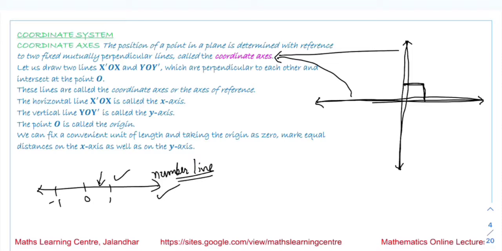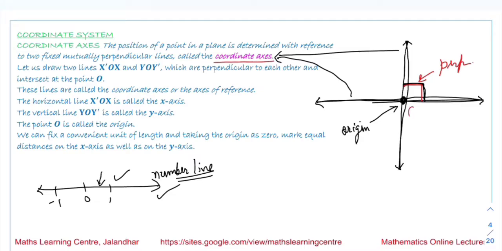Now we are not talking about the number line, we are talking about the plane. We have drawn two lines on this corresponding to a fixed position. This fixed position is called the origin. We have drawn two lines passing through this, and these two lines are perpendicular to each other. These two lines are called the coordinate axes.